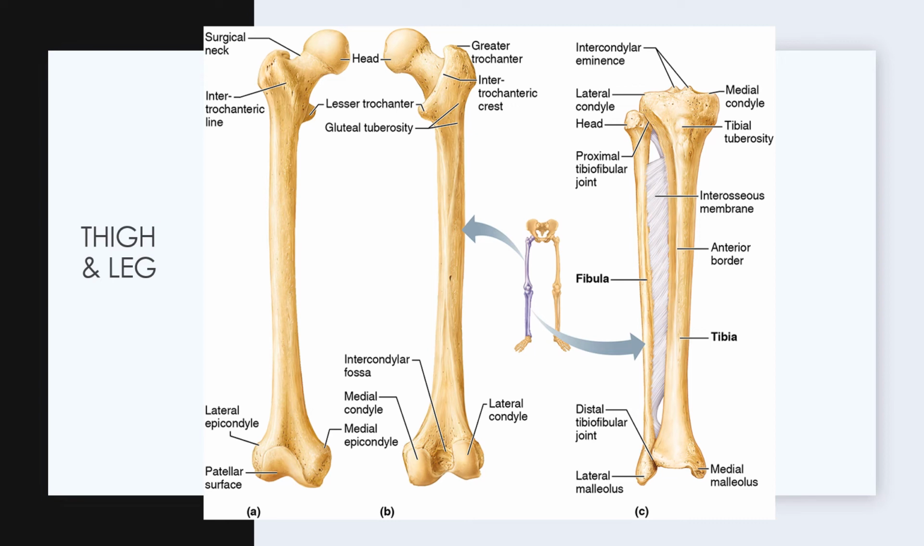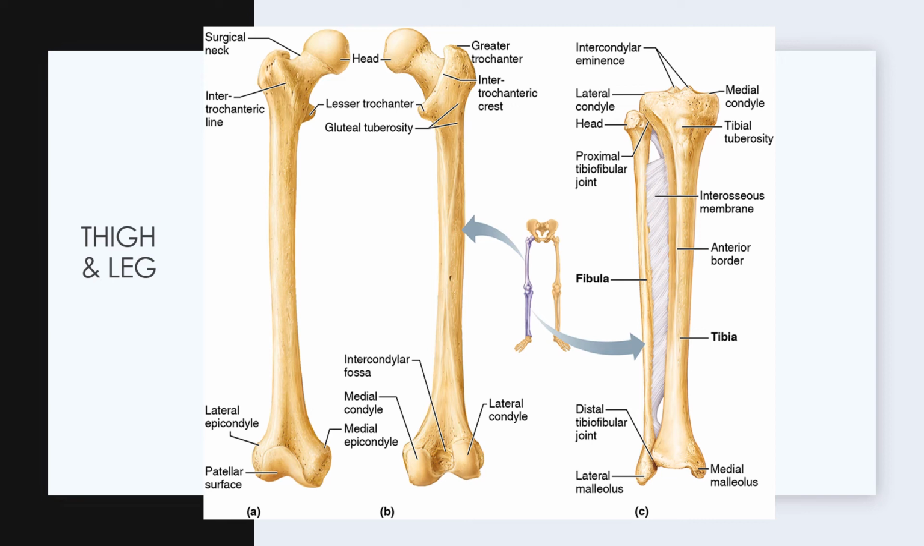So let's talk about the thigh and the lower leg. So the lower limbs carry our total body weight when we're standing up. So the bones by design are much thicker and stronger when you're comparing them to bones of the upper extremities. So the femur, or the thigh bone, only bone in the thigh, heaviest, strongest, longest bone in the body.